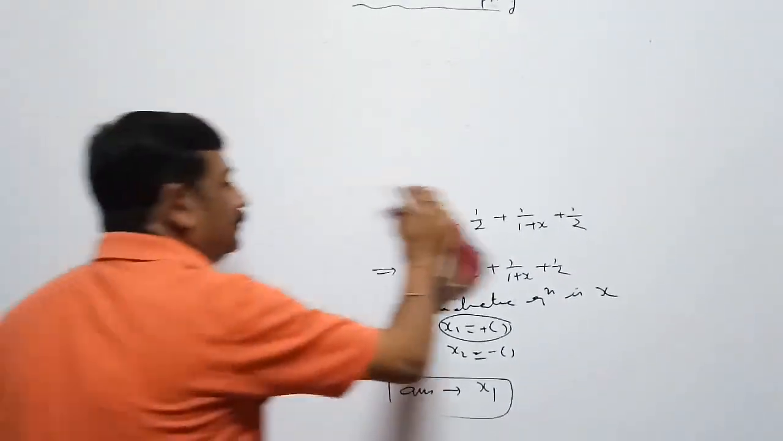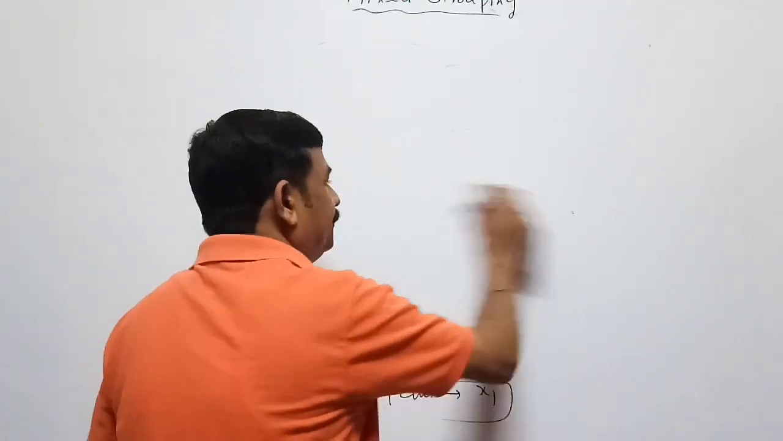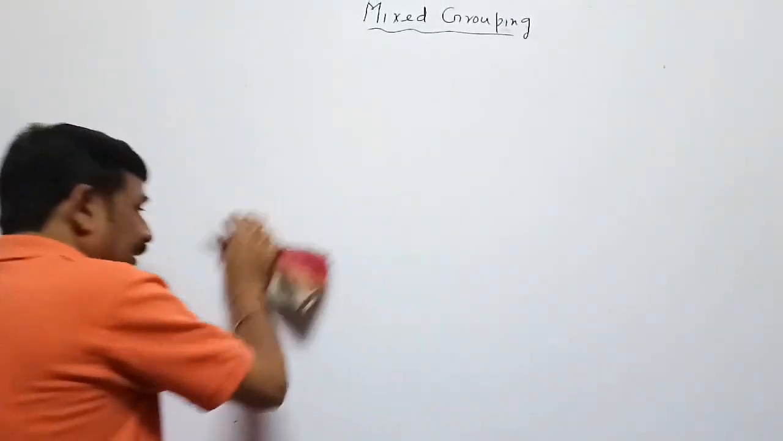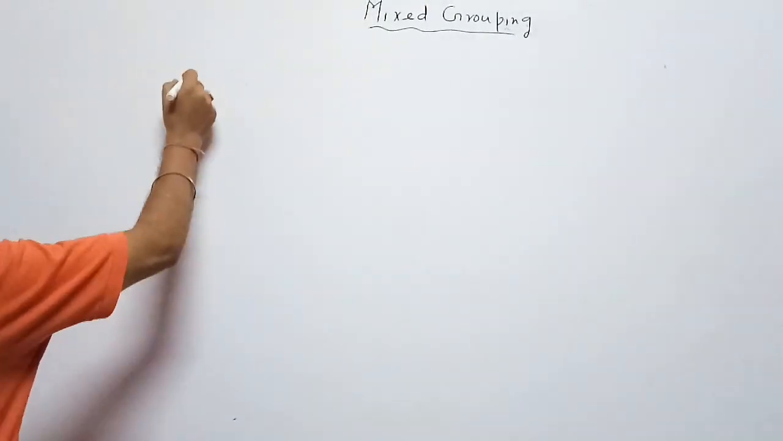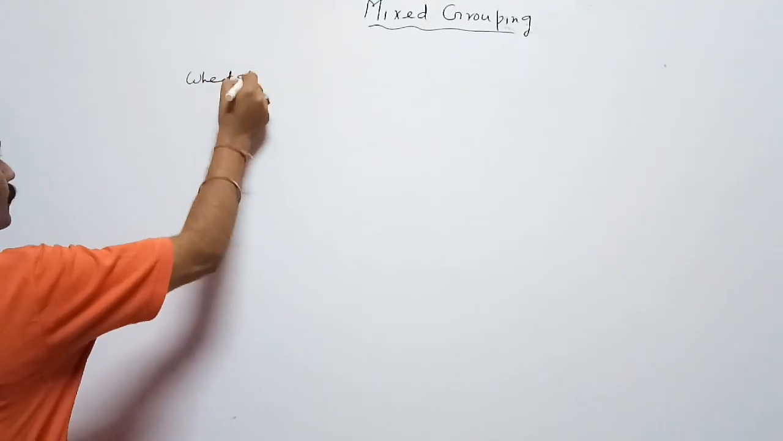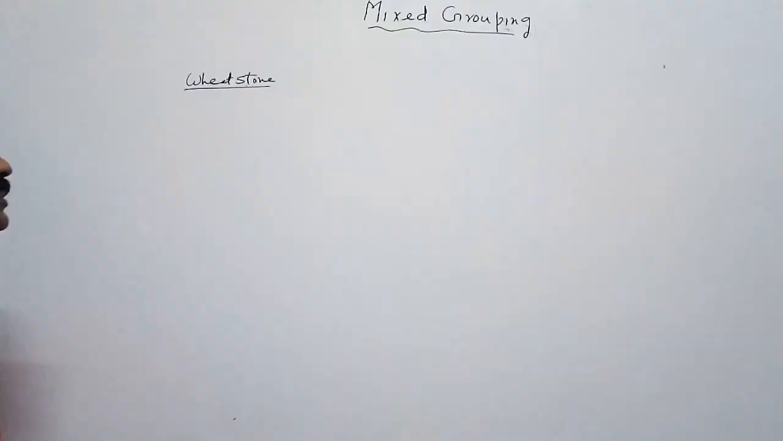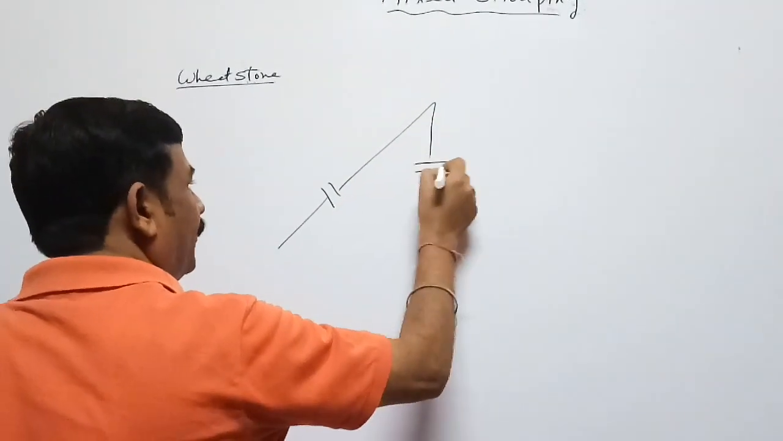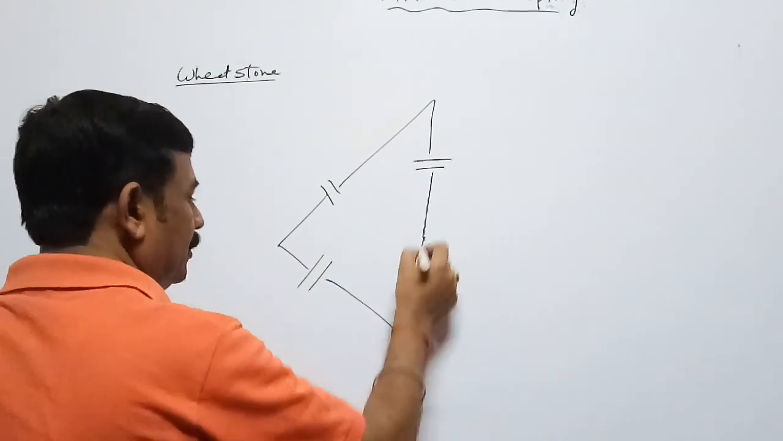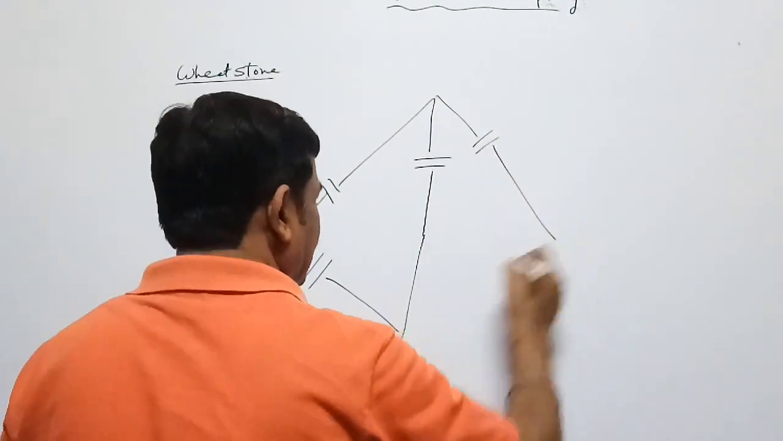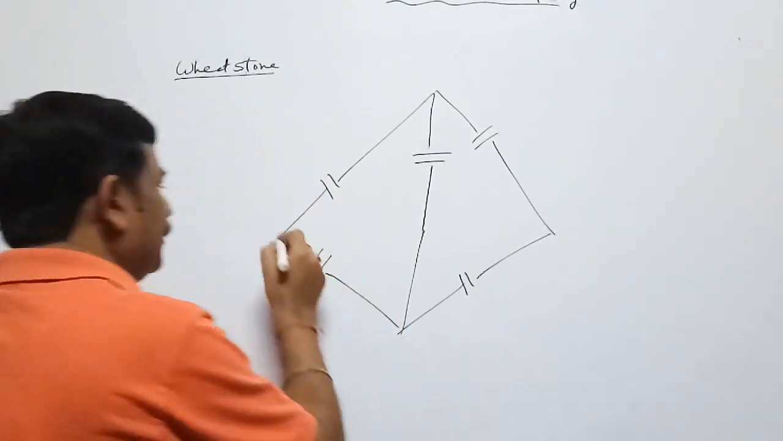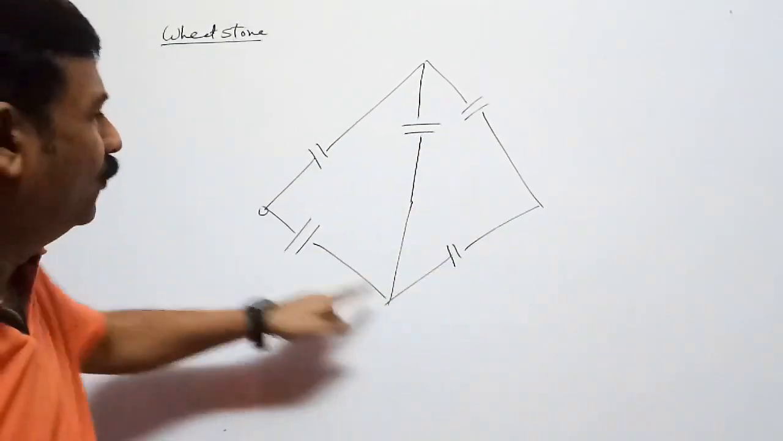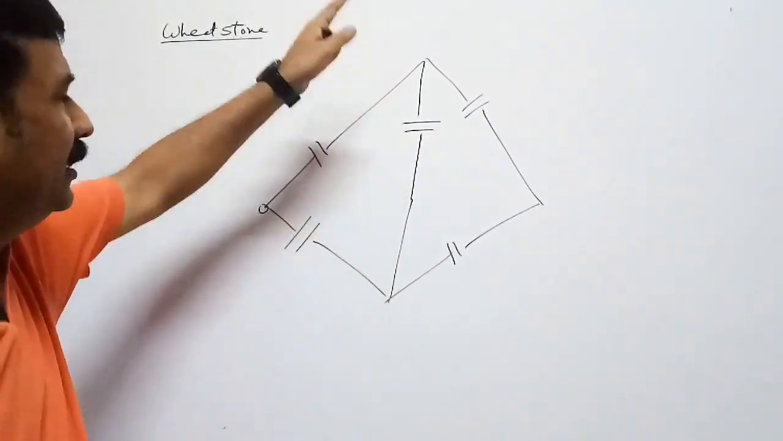Then comes, finally, the Wheatstone bridge. Dear students, the Wheatstone bridge is a special type of circuit designed by Wheatstone. In this, 5 resistors or 5 capacitors remain connected with each other in such a manner that 4 represent the sides of a four-sided figure and 1 represents the diagonal.